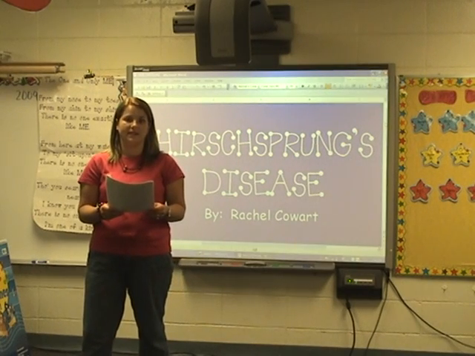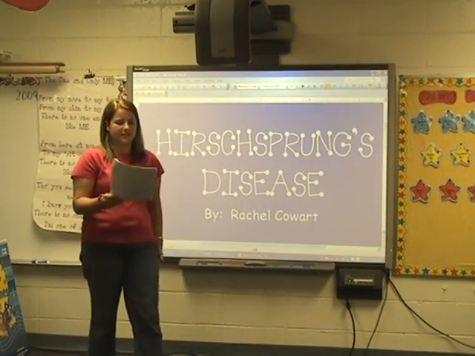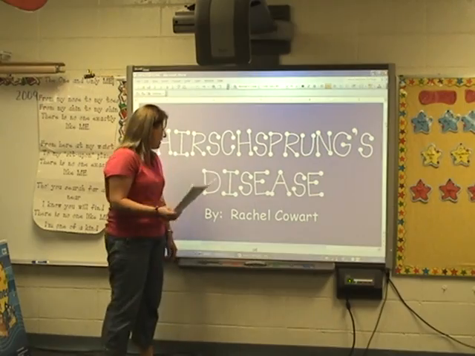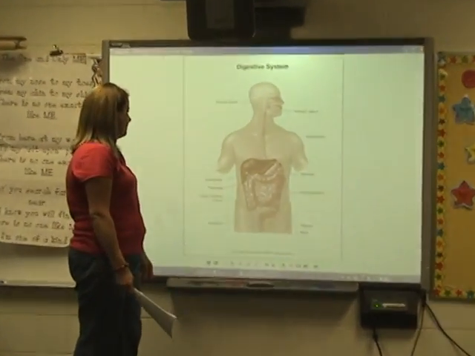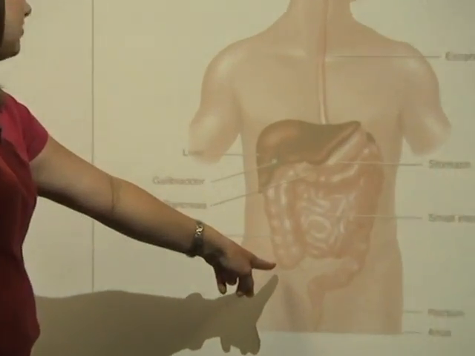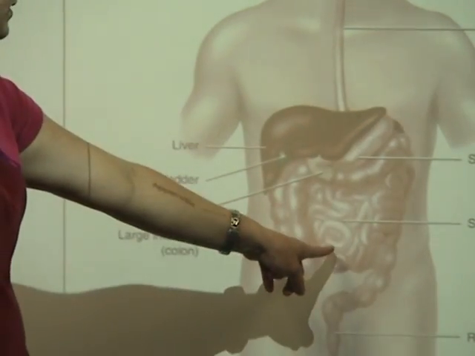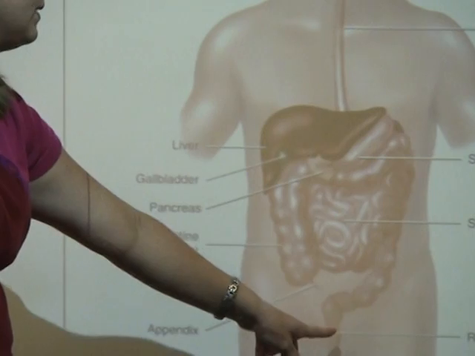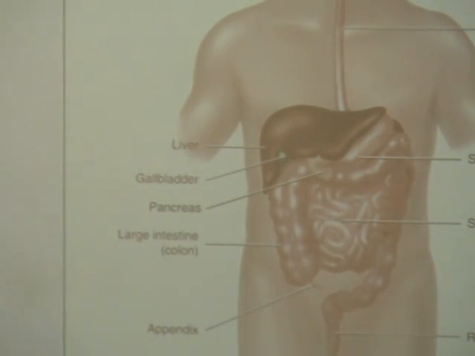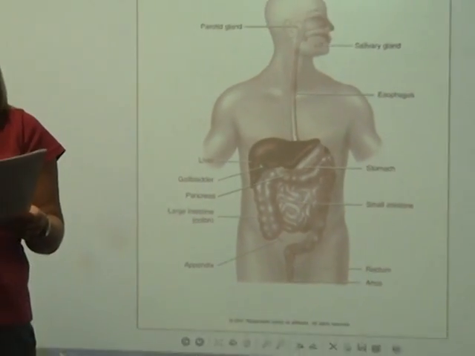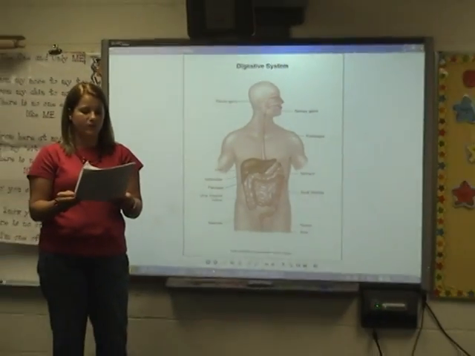We will talk about understanding the facts of the disease and what some of the best treatments are for lifelong success with Hirschsprung's disease. Hirschsprung's disease is a disease of the large intestine, and I have a diagram of the human body of the digestive system. This is the large intestines, which is also the colon. This is the small intestines, and this is the rectum. This is what Hirschsprung's disease affects. It affects the nerve cells in the large intestines called the ganglion cells.